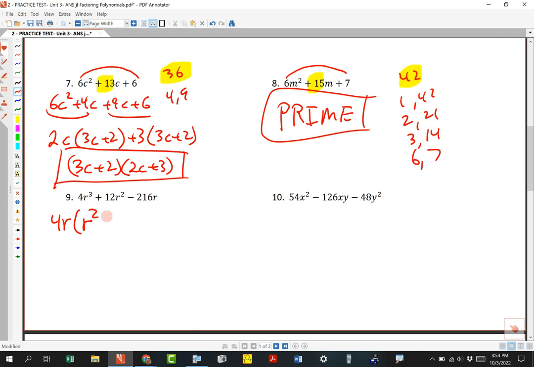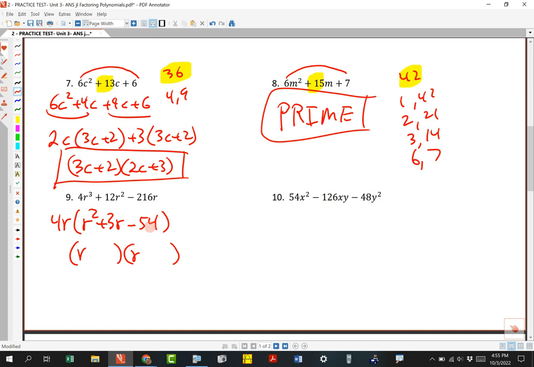If we take out a 4 and an r, let's see what we're left with. This would be an r squared, plus 3r, and if I take 216 and divide it by 4, I get 54, and that's a negative 54. And then we've got an easy trinomial. So now the way to break this down, this is going to be an r and an r. We need numbers that multiply to be, oops, that should be a negative 54. Sorry about that. So negative 54.